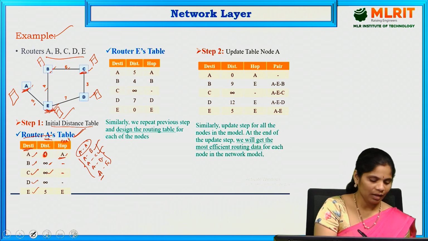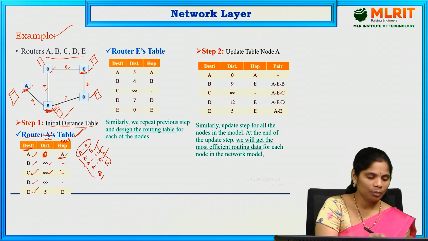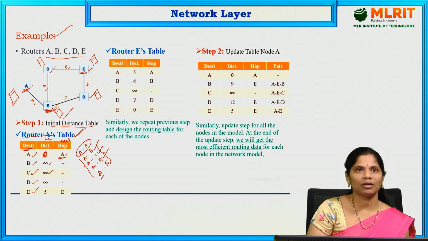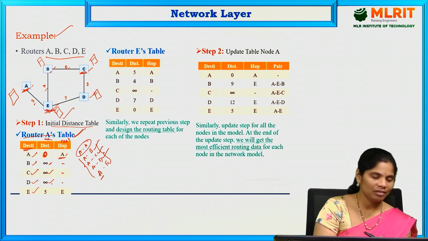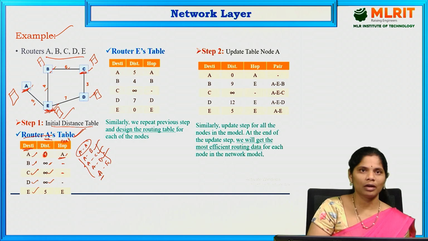And the next one is A to D. For A to D also there is no direct communication. So here also the distance is infinity. For the next hop from A to D, there is no direct link. So what will it give? It will give empty. There is no next hop.